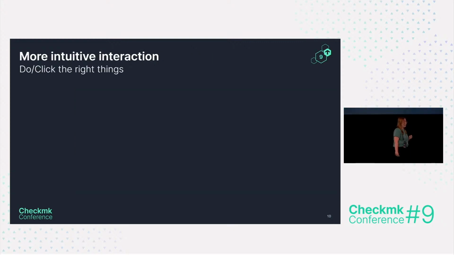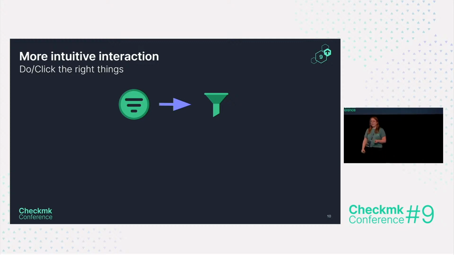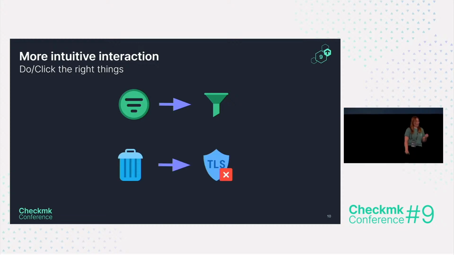Let's start again with our smallest elements, the icons. For one thing, maybe you have participated in the microsurvey about it. We changed the filter icon, so it now looks more like a filter and less like, well, the Spotify logo. One more example with icons. We introduced a unique icon for the TLS registration removal, so it is now no longer the same one as for the delete host action.